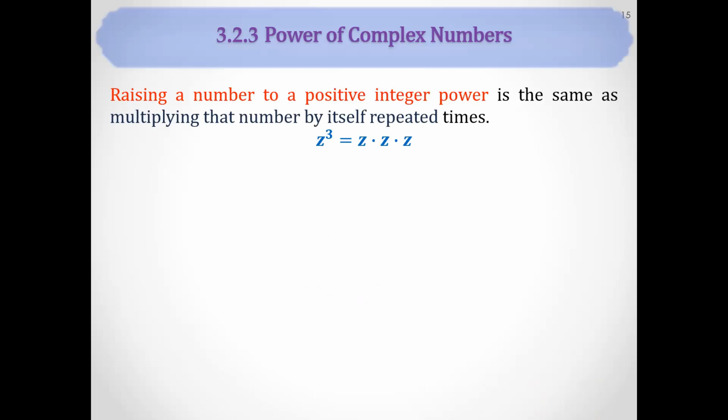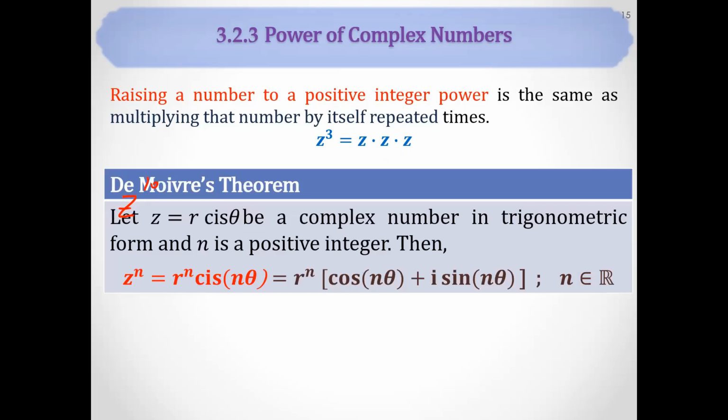But the most interesting thing is the power. So Z cube is Z times Z times Z. You have to multiply Z 3 times. Z power 10, Z times Z 10 times. You will see that using polar form, the power of a complex number becomes very, very easy. This is called the Moivre theorem. This is the mathematician who discovered this. Raising a complex number to any power is really easy in polar form. You just raise the modulus to the power n and you multiply the argument by n.